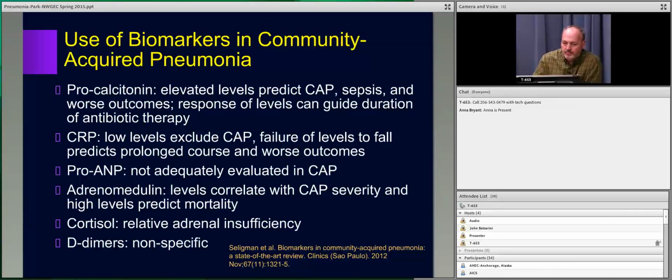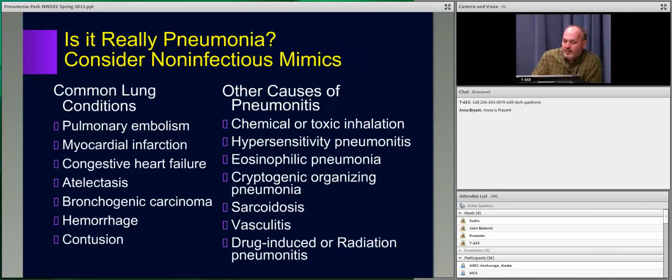Biomarkers are all the rage, but they're not ready for prime time. Procalcitonin's probably been most studied, CRP less so, ANP, adrenomedullin, cortisol, D-dimer. There's hope that these will one day guide our decision making about outpatients and elderly patients with possible pneumonia, but presently they're just not adequately validated in a clinical setting. So I'm not going to talk a lot more about biomarkers, but maybe in another few years that'll be something to spend more time on.